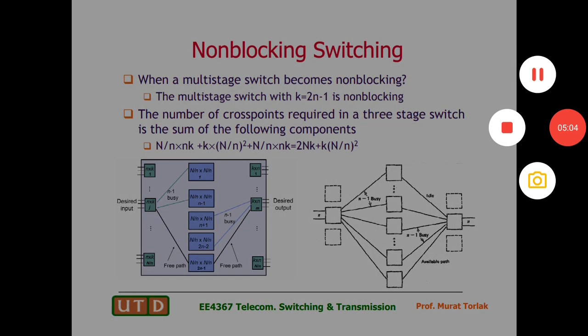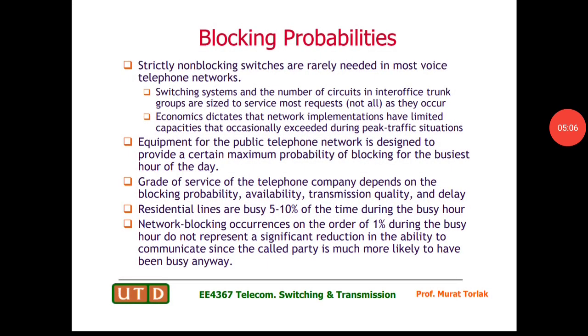Blocking probabilities. Strictly non-blocking switches are rarely needed in most voice telephone networks. Switching systems and the number of circuits in inter-office trunk groups are sized to service most requests as they occur. Economics dictates that network implementations have limited capacities that are occasionally exceeded during peak traffic situations.